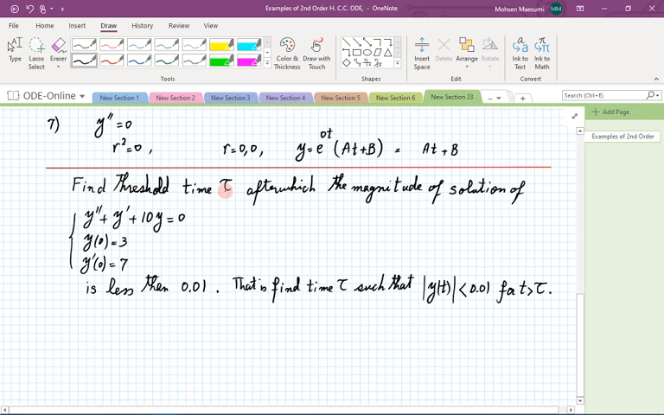Find the threshold time tau. Sometimes they call it critical time. This is the Greek letter tau, after which the magnitude of the solution of the following homogeneous constant coefficient case with this initial condition is less than 0.01. Here's another way of stating the same requirement. That is, find the time tau such that y of t is less than 0.01 in absolute value for all time t larger than tau.